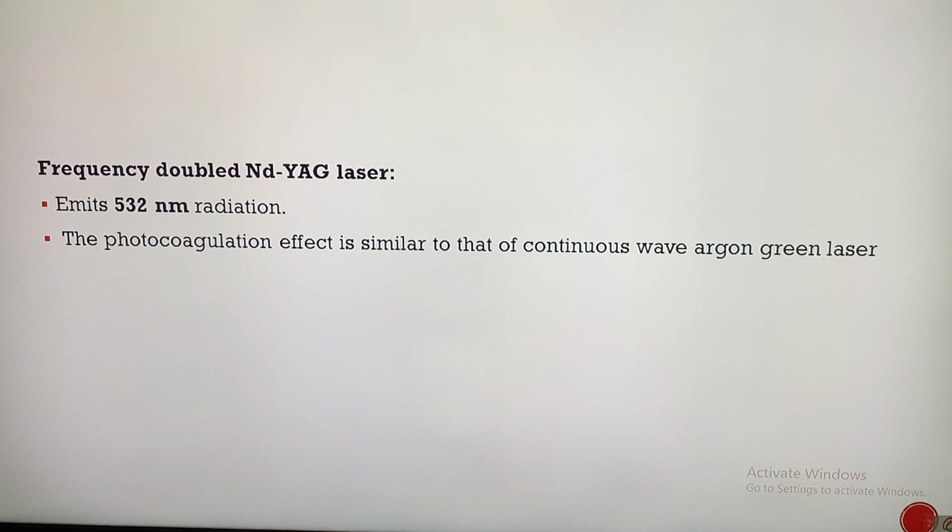There's another type of Nd:YAG laser which is the frequency doubled Nd:YAG laser. It has a wavelength of 532 nanometers and its photocoagulation effect is similar to argon laser.